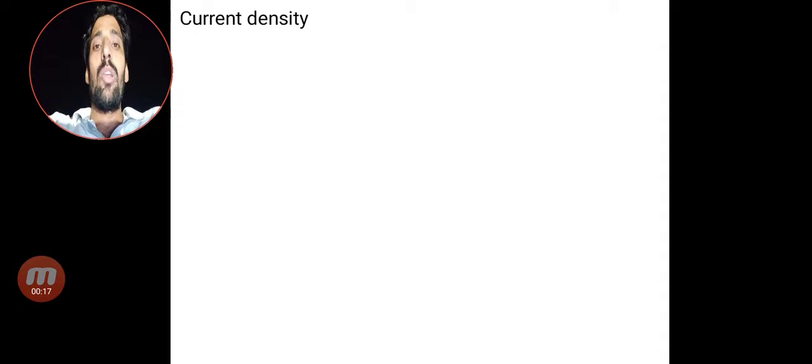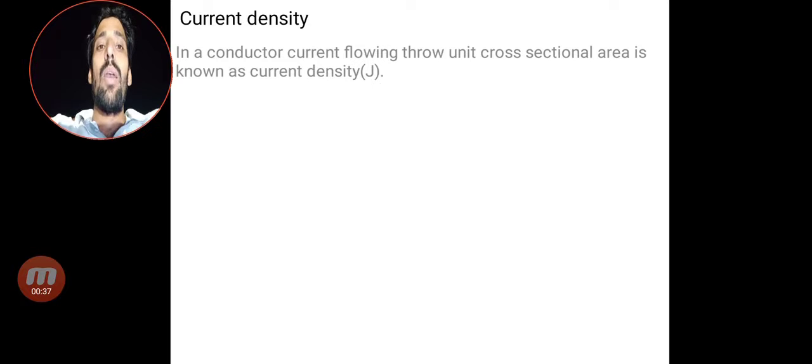I think you have heard the term population density. The number of people living in a unit area is population density. And what is current density? As we know, current flows through the cross section of a conductor. So current density is, in a conductor, the current flowing through unit cross-sectional area. It is represented by capital J.